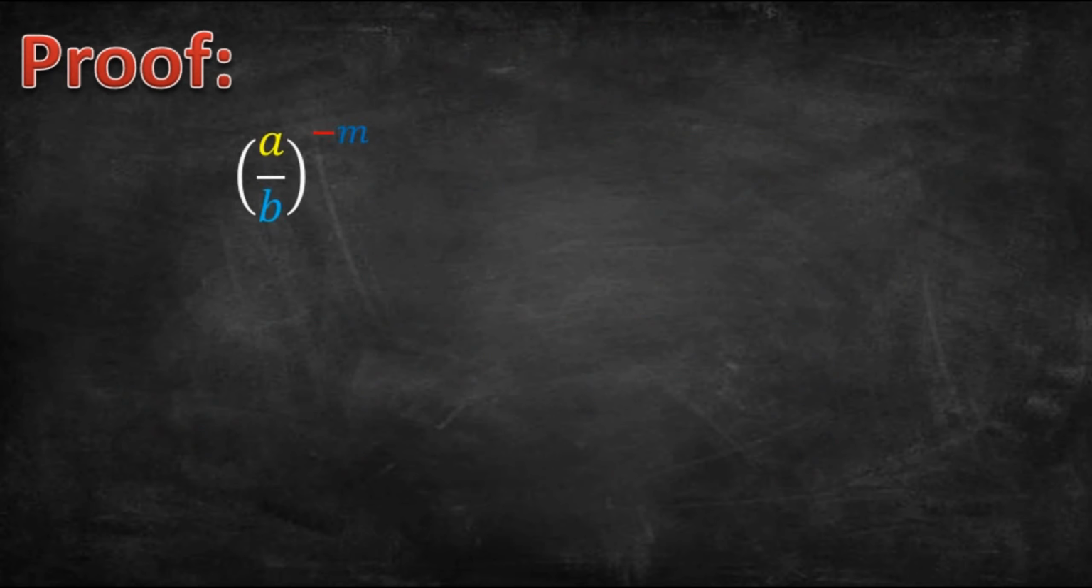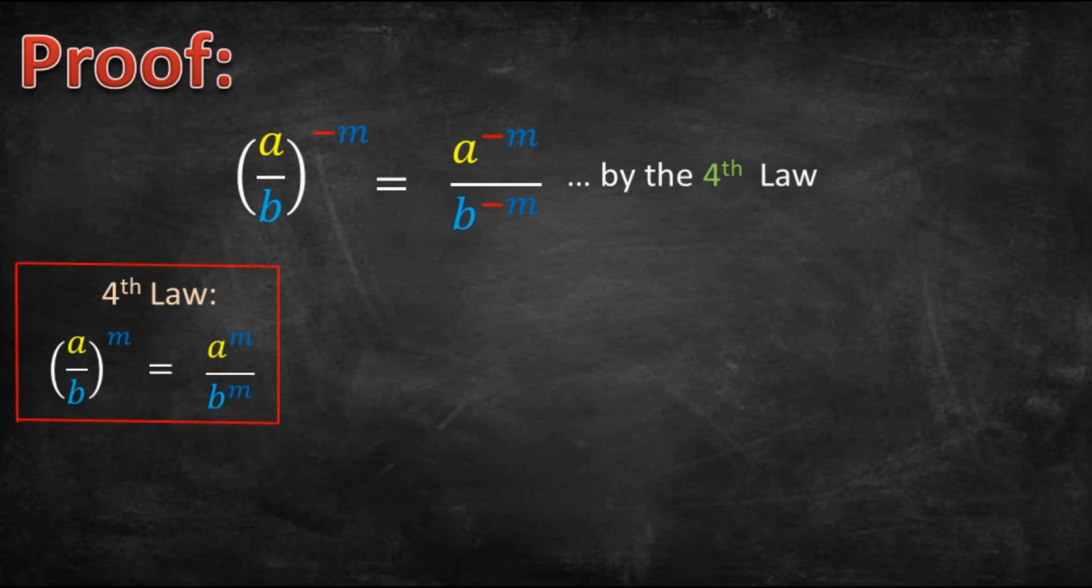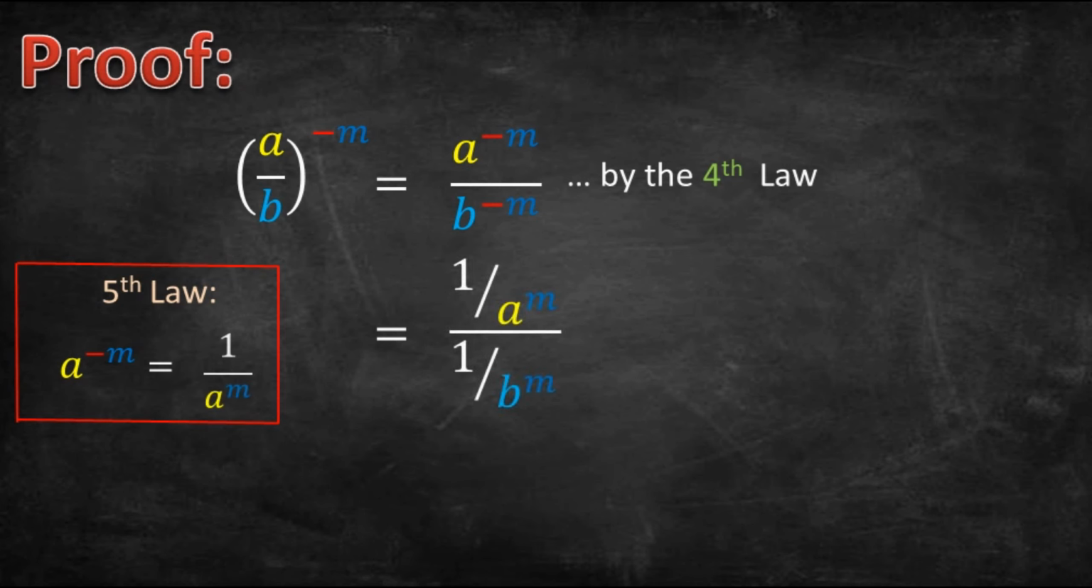Let's look at the proof of the seventh law. A over b to the negative m can be written as a to the negative m over b to the negative m. Here we are applying the fourth law. In other words, we are applying the power of negative m to both the numerator and the denominator. Now we can apply the fifth law. So a to the negative m we can write as 1 over a to the m, and b to the negative m we can write as 1 over b to the m by using the fifth law.